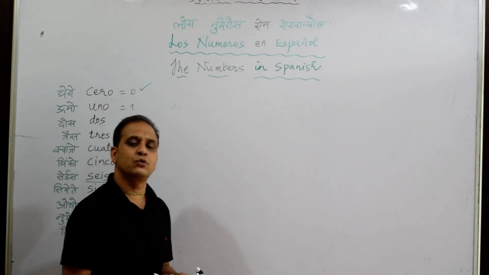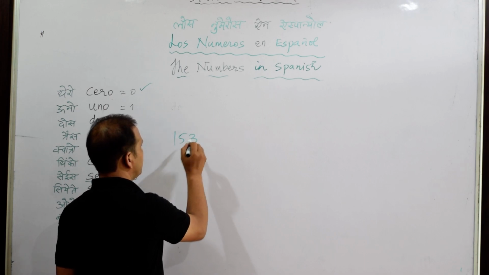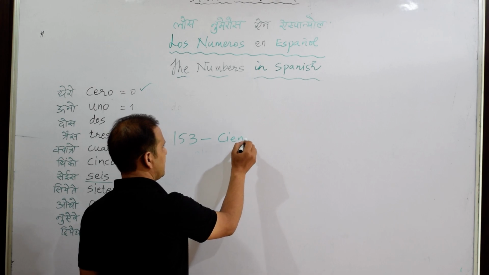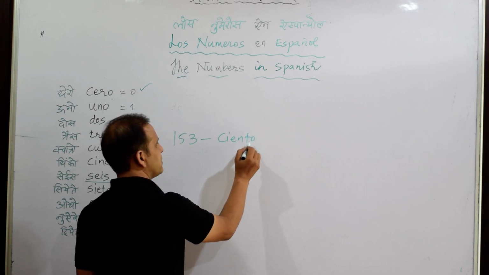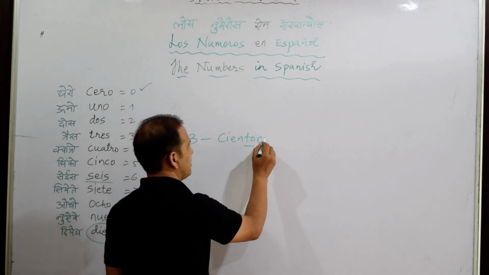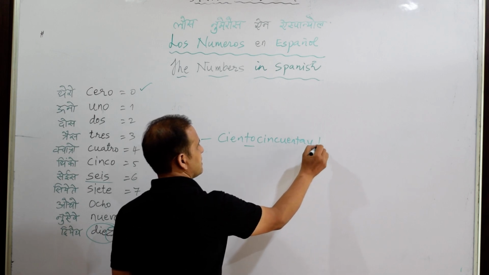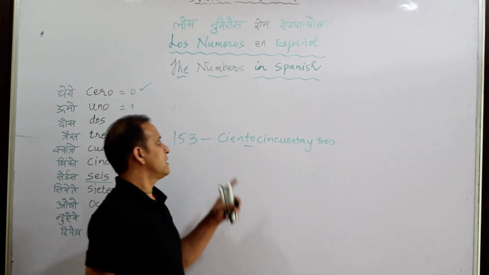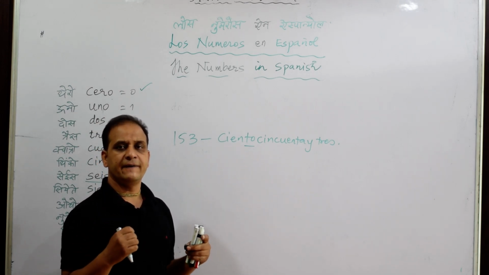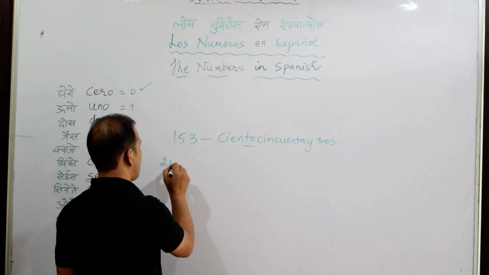So if it is clear to you, how will you say 153? So you have come to know 100 is what? Cien. But here you will say ciento. And then 53. What is 50? We have done cincuenta y tres. Ciento cincuenta y tres. That is how you will say 153.